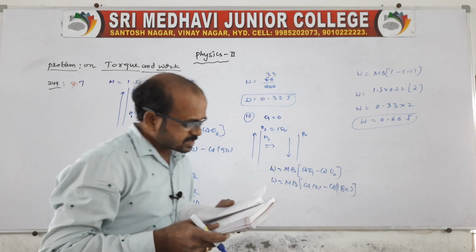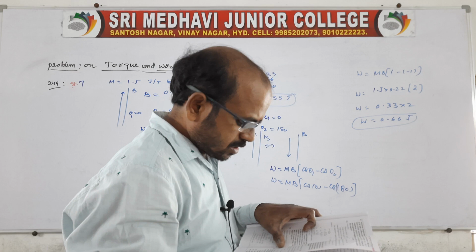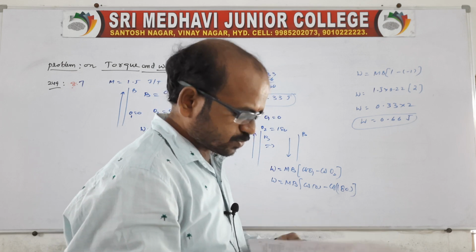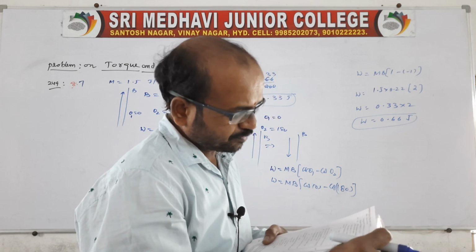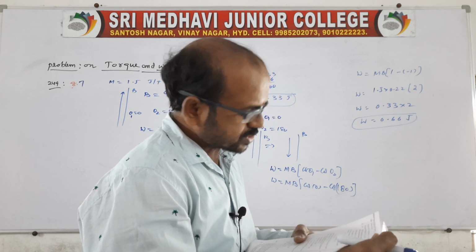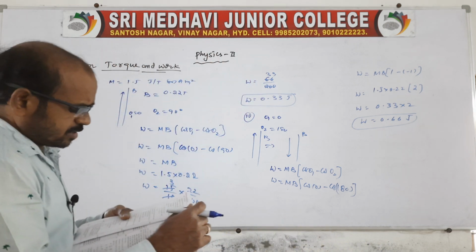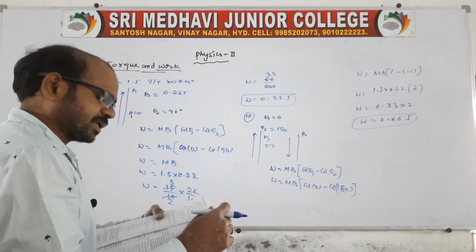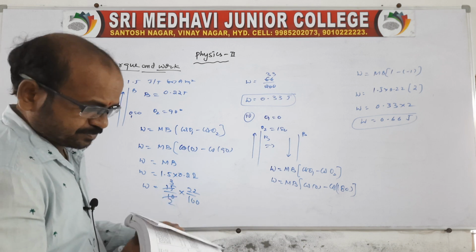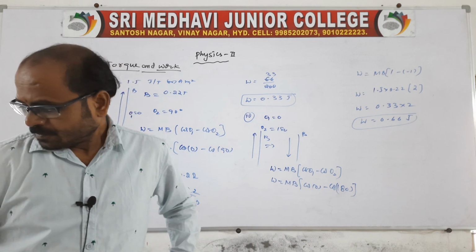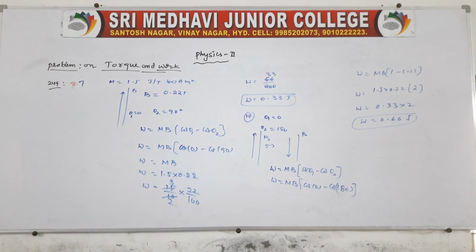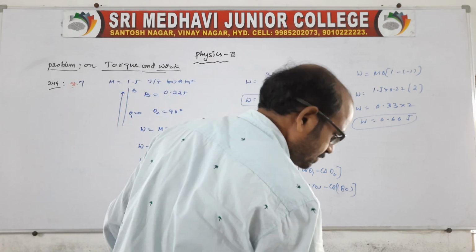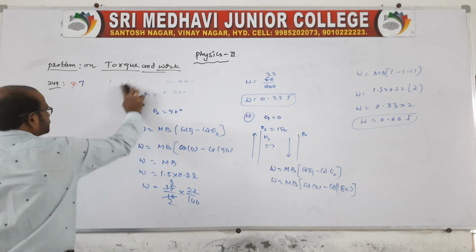Now it is also asking the torque. What is the torque on the magnet in case 1 and case 2? In case 1, theta is 90, and in case 2, theta is 180. You take theta 1 as 90 and theta 2 as 180, then find the torque. Just do it everyone, please do it.